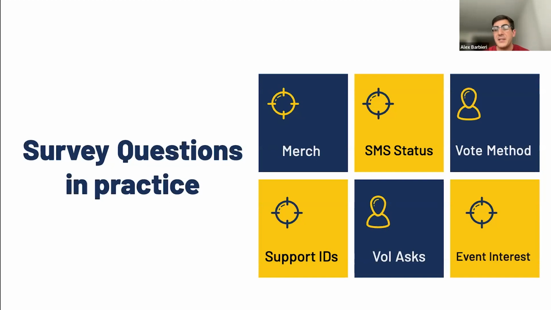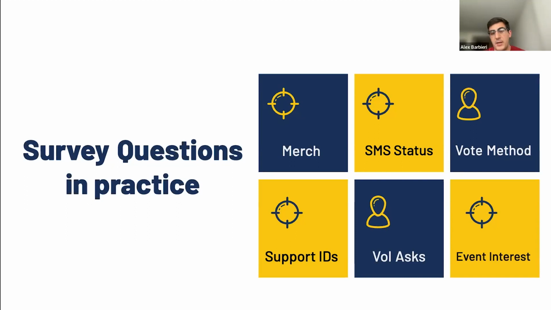If you're running a blast SMS campaign, you can keep track of who is subscribed to your SMS program. If you're running a voter contact program, you can keep track of how somebody intends to vote. So, are they planning to vote in person? Are they doing it by mail? Are they doing it early? You can use a survey question to keep track of that information.